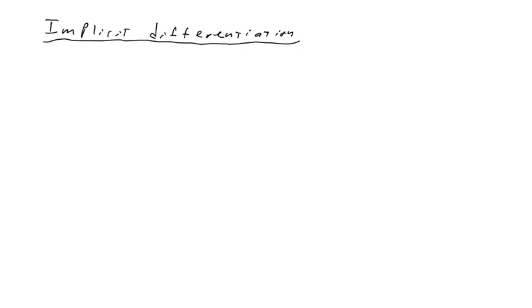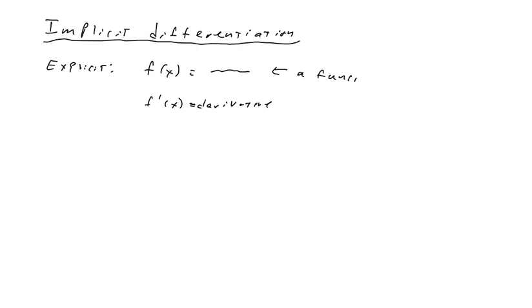So if there is something called implicit differentiation, that implies there's also something called explicit differentiation. And that's what we've been doing. Explicit is when you have f of x equals some function of x, and you do the derivative of that. Right? This is explicit differentiation. This is a function, and this is the derivative. Right? The explicit derivative.